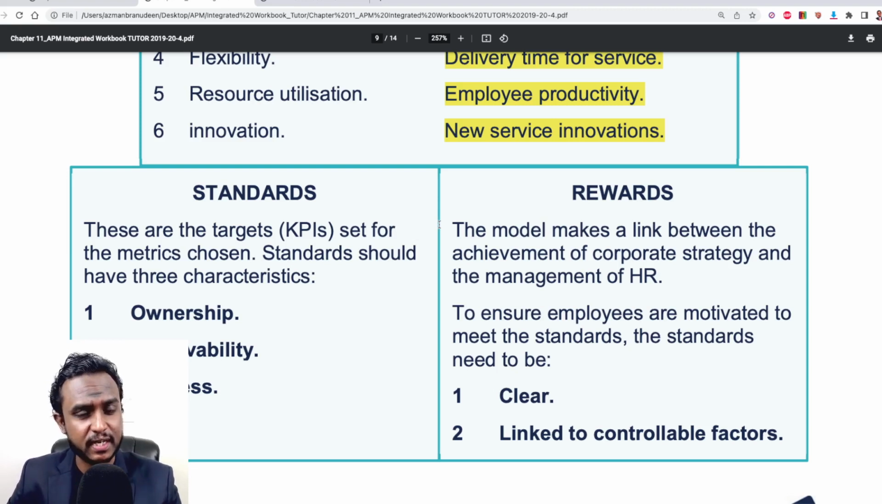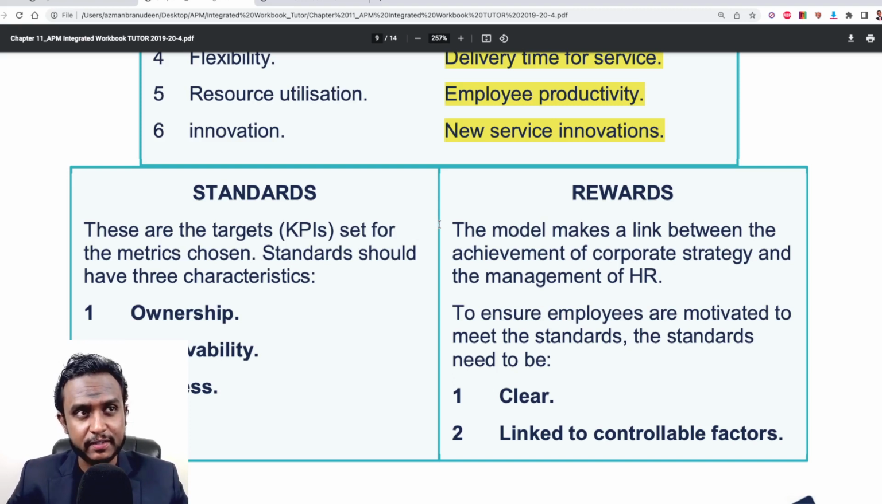Those three qualities are ownership, which means the targets should be controllable and within their control; achievability, which means it should be practical, you shouldn't give targets that are impractical and that nobody can do anything with; and fairness. Ownership, achievability, and fairness are the three standards that should apply to any targets assigned, according to Fitzgerald and Moon. Having done this, the third building block is rewards. Rewards are how you ensure that these targets are achieved, and achieved continuously.